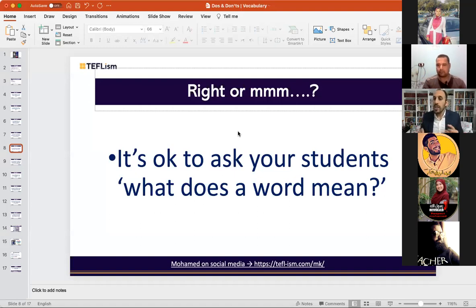So again, you provide them with an example. You provide them with a synonym. Whatever the clue was, you provide them with the clue and wait for them to give you the word. Even if they didn't give you the word, it's okay. Maybe it's completely new.